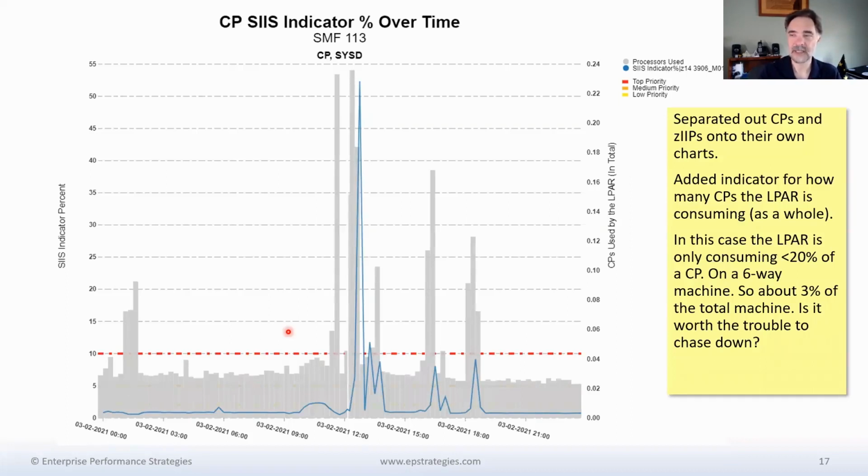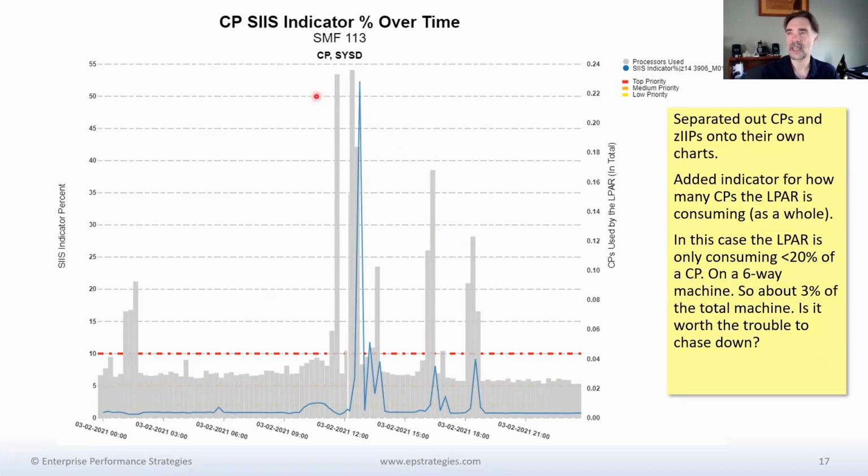about the zIIPs. And then what we added in the background here is this gray bar, which is the processors used. Okay, so this is the number of CPs used by the LPAR in total. Why is it the number of CPs? Well, because where we're getting this data from, that was the easy thing to calculate here. So that was the easy way to express it.